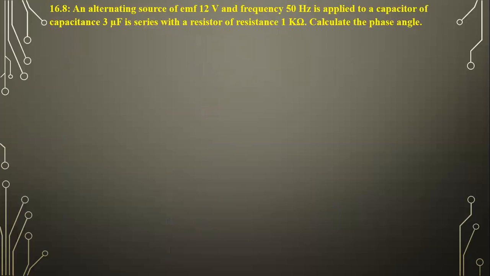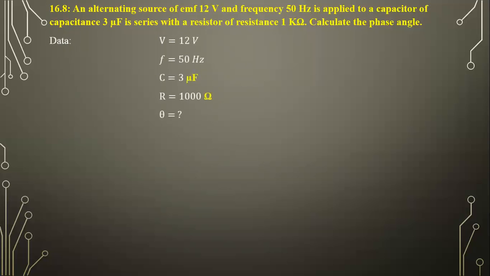In 16.8, an alternating source of EMF 12 volt and frequency 50 hertz is applied to a capacitor having capacitance 3 microfarad in series with a resistor having resistance 1 kilo ohm. So calculate the phase angle. This is an RC series circuit in which resistance is 1 kilo ohm, capacitance is 3 microfarad, and we have to find the phase angle, theta.